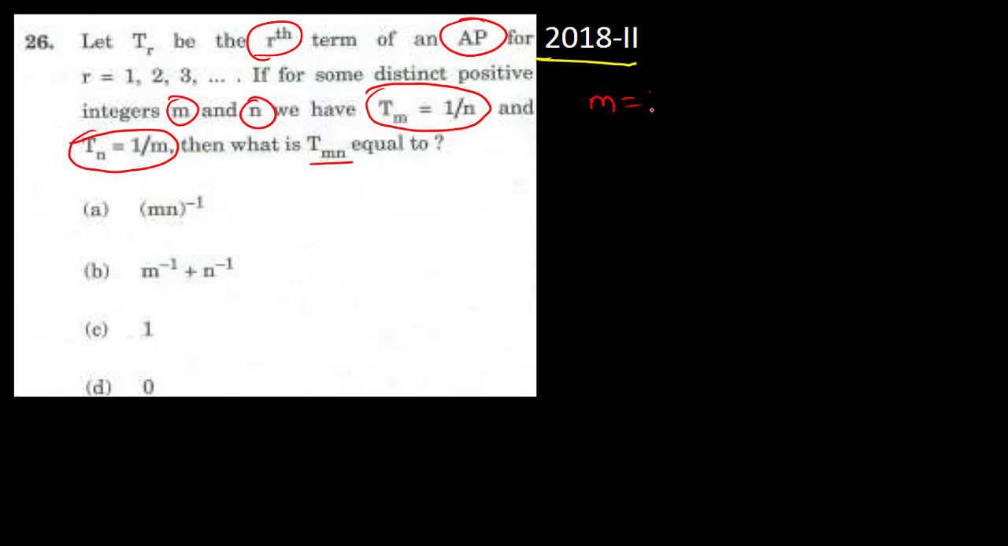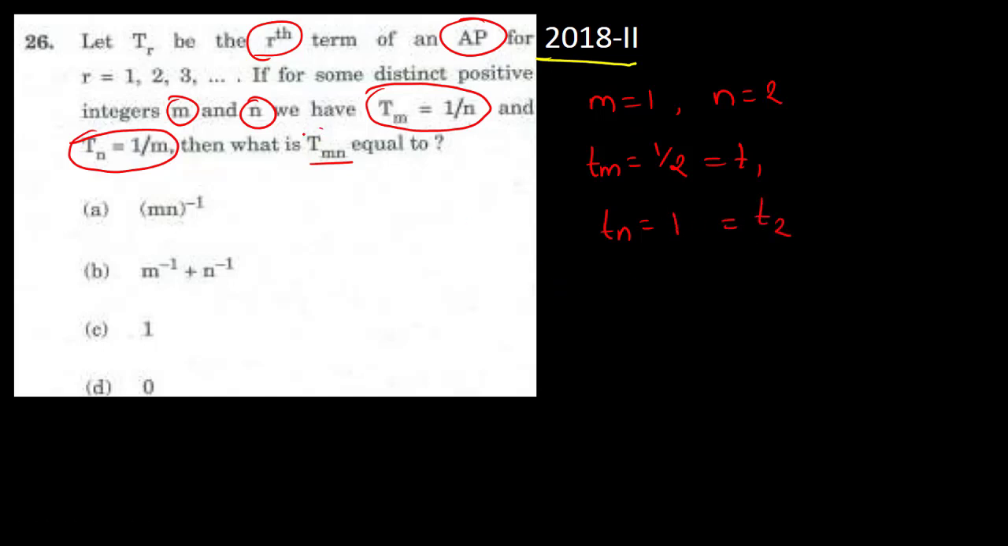Suppose m is equals to 1 and n is equals to 2. So what will be Tm? Using this concept they have given Tm is 1 by n, so it is 1 by 2. Okay, so Tm means what? It is T1. So ये हो गया मेरा T1. Tn is what? It is 1 by m बोला है. So 1 by m is nothing but 1 only. This is nothing but my T2.